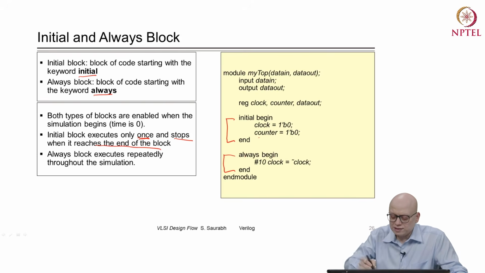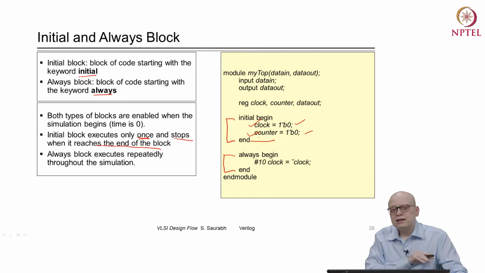In this initial block there are two signals, clock and counter, and at time 0 these two signals will be initialized to 0 based on these statements, and once it reaches end the simulation will stop for this particular block. But what will happen for the always block? The always block will be executed throughout the simulation.